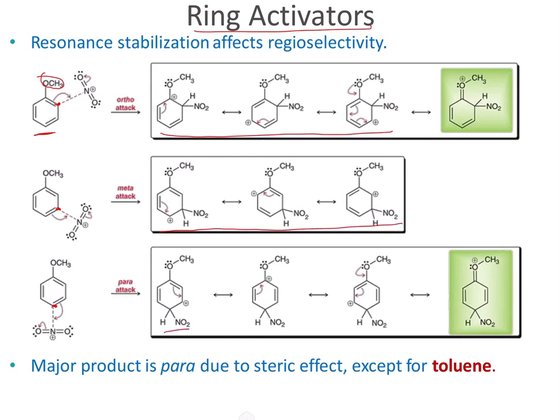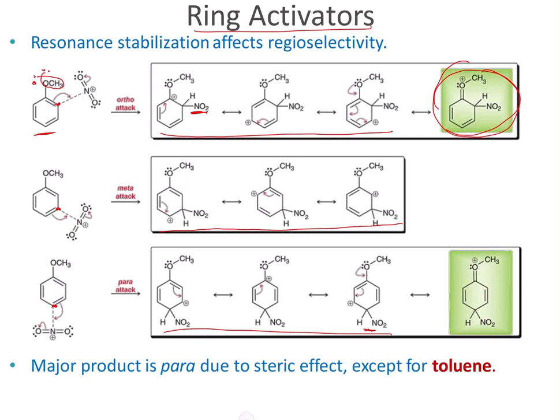Now, we can draw those three complexes, but when the incoming group is installed in the ortho or para position for an electron donating group, then the electron donating group can actually lead to an extra stabilization by donating electrons to the ring. Okay, so it utilizes the two lone pairs on the oxygen. It uses one of those lone pairs to donate an electron, which leads to extra stabilization.